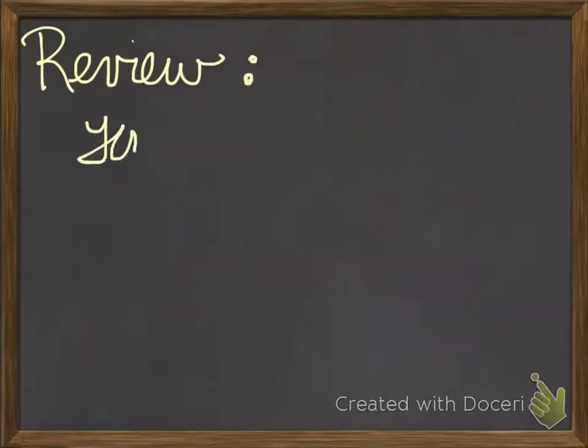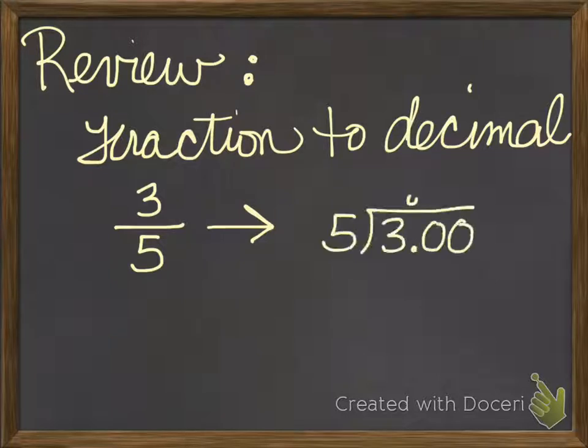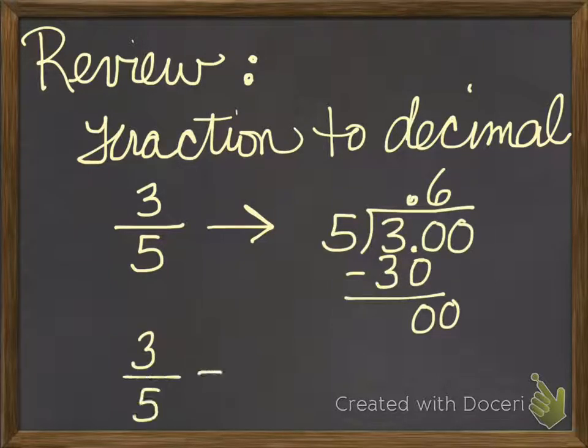First, a little bit of review. To go from a fraction to a decimal, what do we need to do? We've got to divide. So if we've got 3/5, we're going to take 3 and divide that by 5. So 3/5 equals 0.6. Don't forget, very important, move that decimal place straight up.